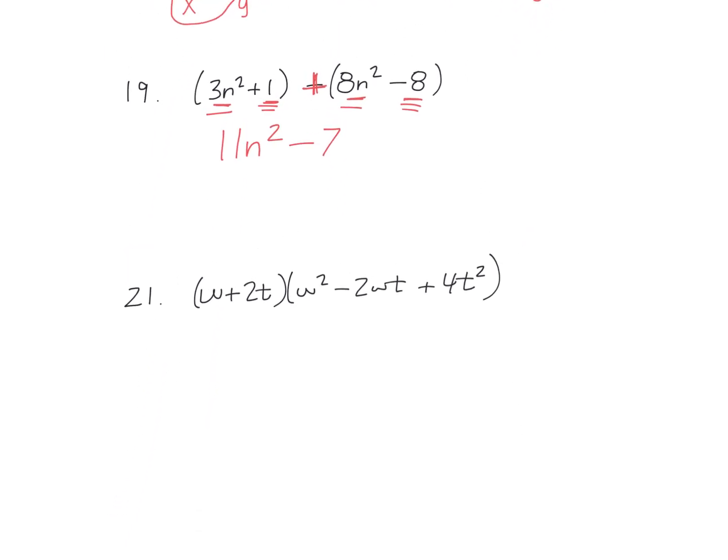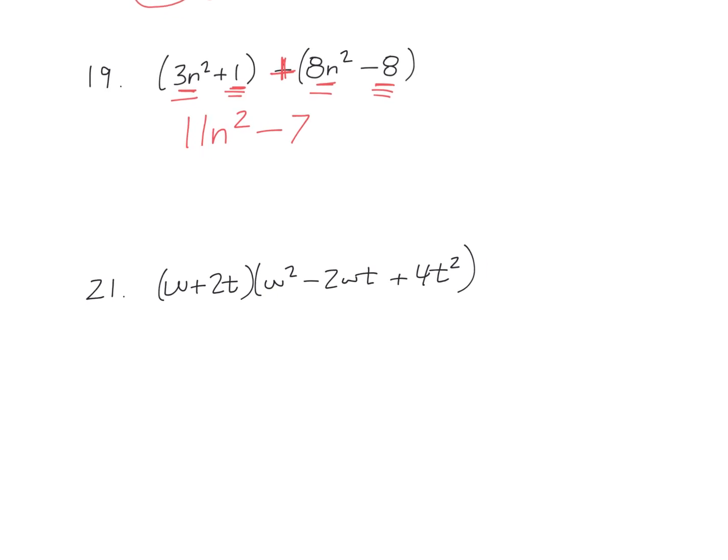Number 21, I'm multiplying here. I'm going to distribute this w. So I'm going to have w cubed minus 2w squared t plus 4wt squared. And then I'm going to run the 2t through. So I have 2w squared t.